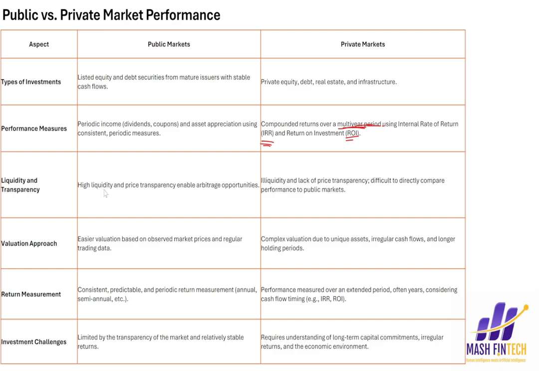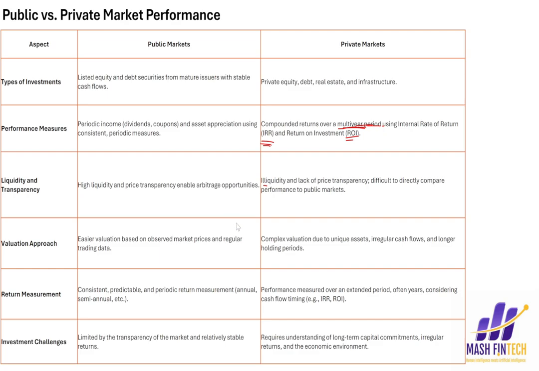Public markets are highly liquid and there is price transparency. Because of high liquidity and price transparency, there are chances of arbitrage opportunities. This is not the case in private markets. Private markets, remember, are highly illiquid and there's a lack of transparency. Therefore, it's going to be very difficult to compare them to valuations in public markets.